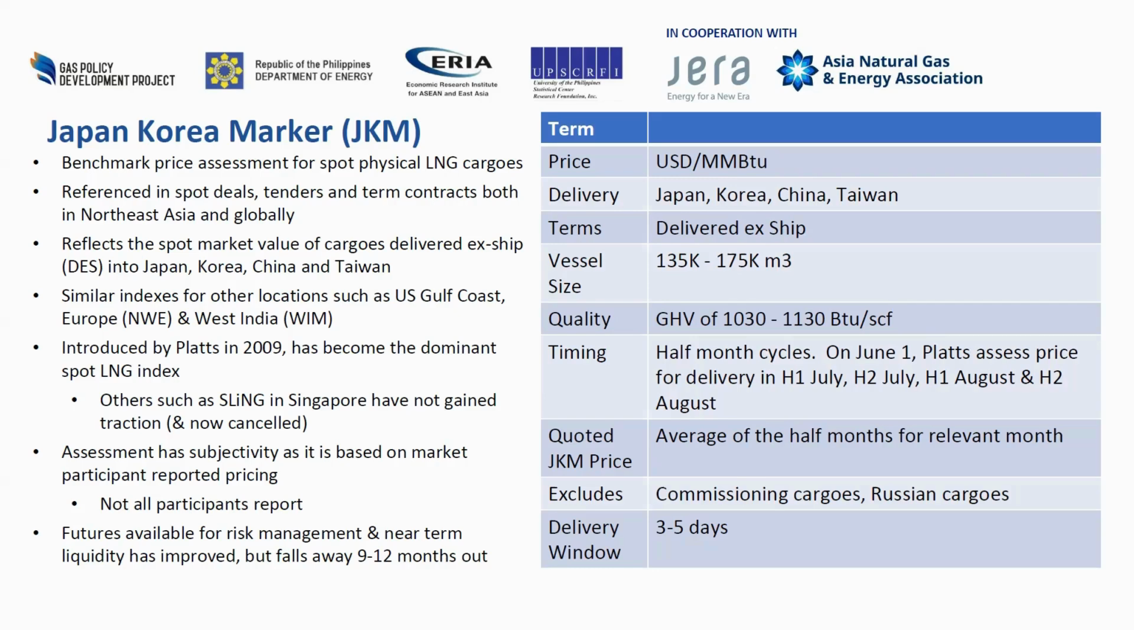There are futures available, which is something that allows you to manage risk out into the future. These other indexes, like Henry Hub, which is very well developed, have very long-term futures. So you can buy Henry Hub 2 years in the future. You can, in theory, for JKM, but it's not really very easy that far out. So 9 months, 12 months is not bad. And it is getting better. So this is what determines the spot price in Asia.